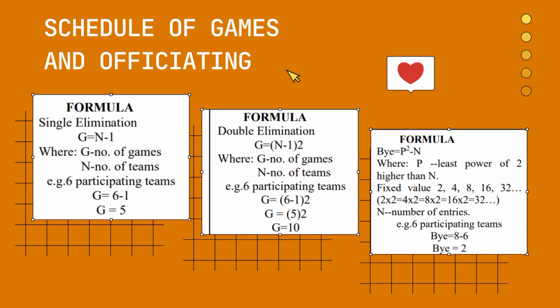And the last one is the formula in getting pi. Pi is equal to p squared minus n, where p is the least power of 2 higher than n. Fixed values are 2, 4, 8, 16, 32, and so on. 8 is being substituted to p squared since it is higher than n, which is 6. So 8 minus 6 is equal to 2. The pi for 6 participating teams is 2. So those are the ways on how to compute the number of games and byes in scheduling of games and officiating.